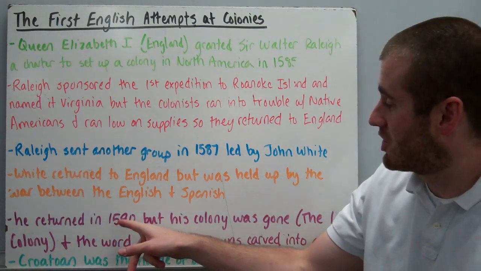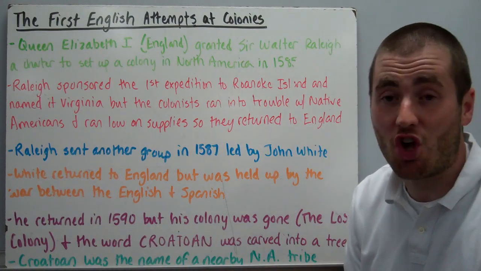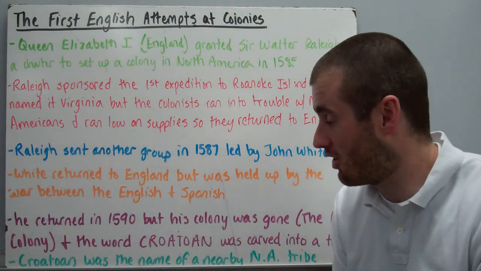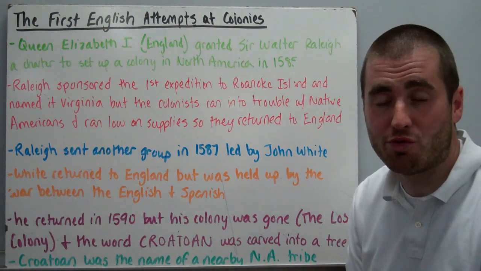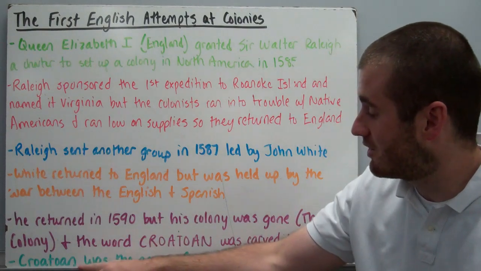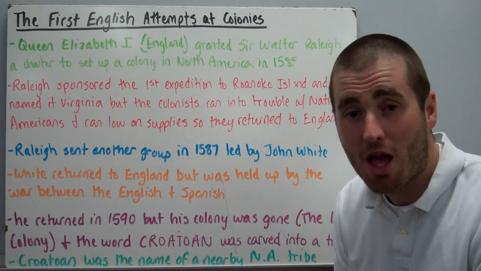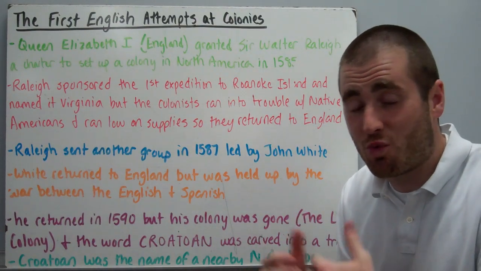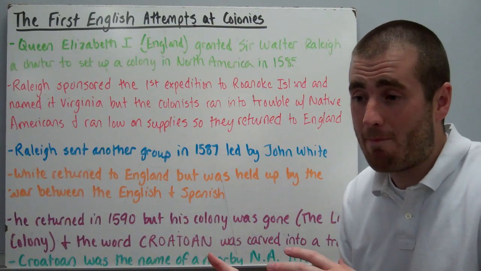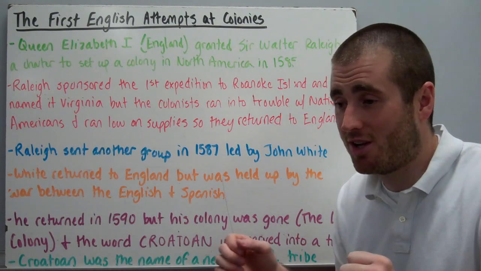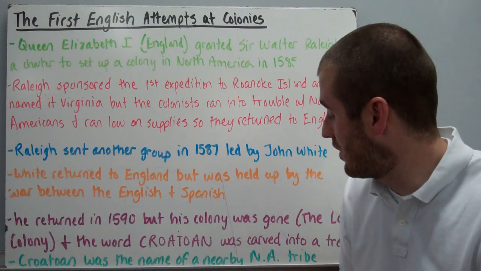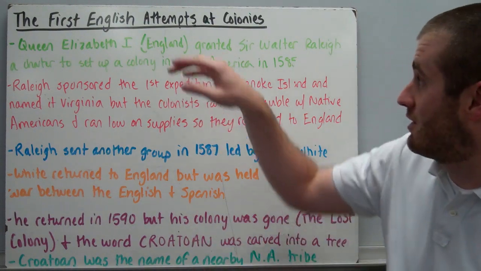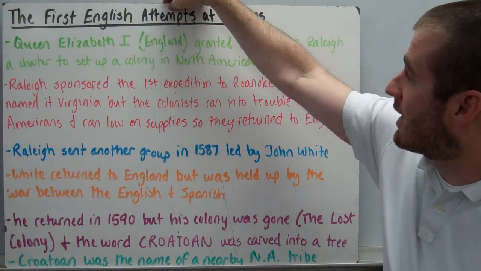And so when he did return in 1590, his colony was gone, and this is what we call the lost colony of Roanoke Island. All he found was the word Croatoan, which was carved into a tree. Now, the Croatoan Indians were a nearby tribe, but we never put anything together as far as why they disappeared, where they went. There's a lot of speculation out there. Maybe they joined up with the Native Americans. Maybe they were killed by Native Americans. Maybe they all died from starvation. Whatever the case is, nobody knows what happened to this Roanoke colony, which is why it became known as the Lost Colony.